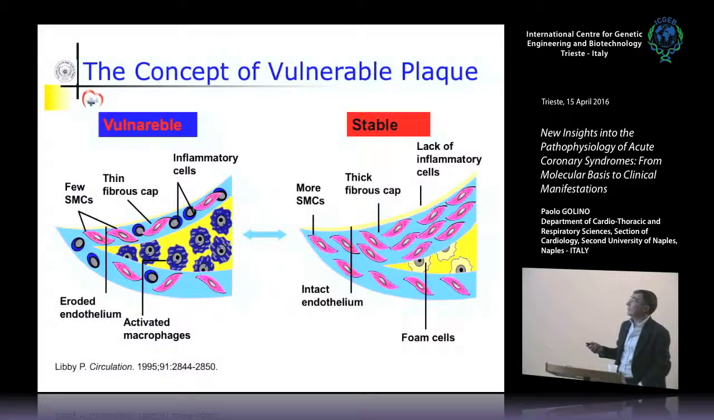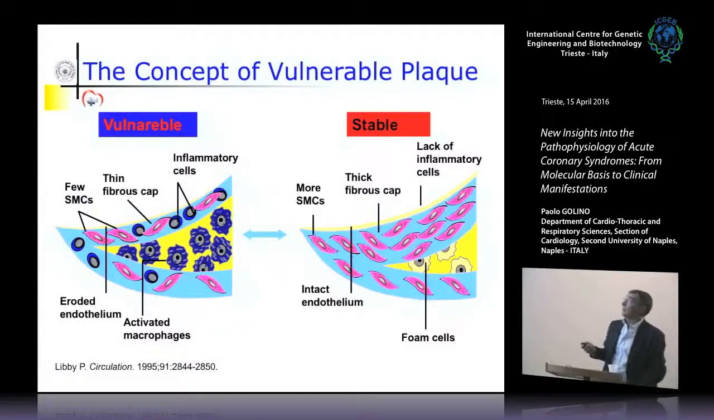The smooth muscle cells are quite present. The cellularity is very well represented. The lipidic core is quite small. And most importantly, we have no or very few inflammatory cells infiltrating the plaque.